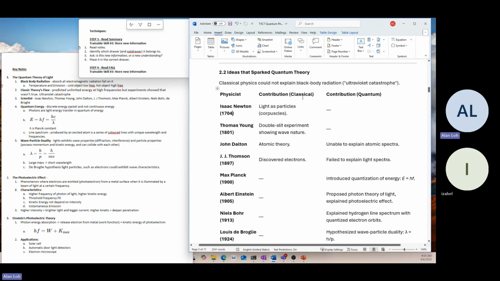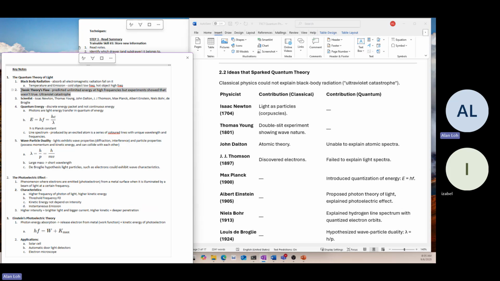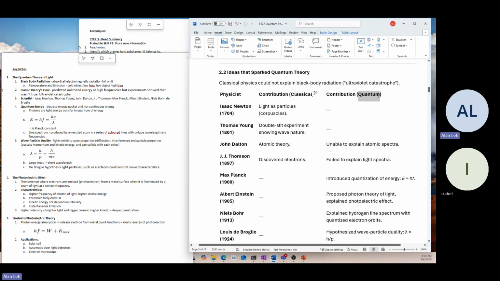There are contributions towards classical physics and contributions towards quantum physics. So when you see over here, there is nothing contributed and there's nothing contributed. The reason is because classical physics is having flaws. So let's go back to subdrawer number 2. Now this makes a bit more sense. It's having flaws that the scientists eventually discovered. And once they discovered the flaws, and it's a big flaw, that's the birth of quantum physics.